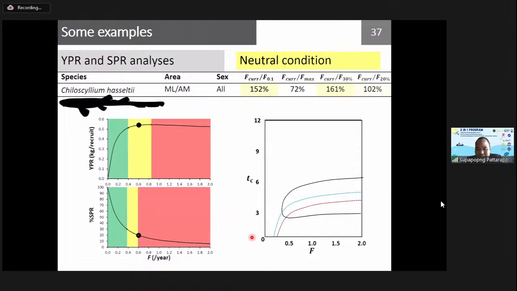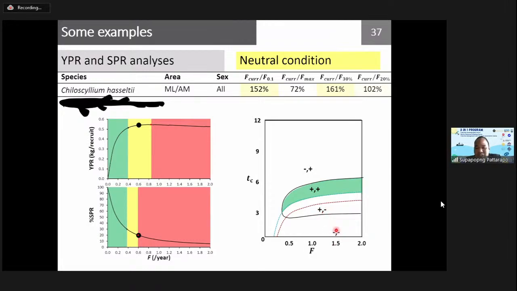And from the control lines that they provide, usually for YPR and SPR, we will overlap the two control lines together, and we can make the final decision on this fish stock. Here, the green area is defined as the safe zone for the fish stock. This is very safe for the fish stock. Here is good for spawning per recruit, but not good for yield per recruit. And here is good for yield per recruit, but not for spawning per recruit. And here is not good for anyone.